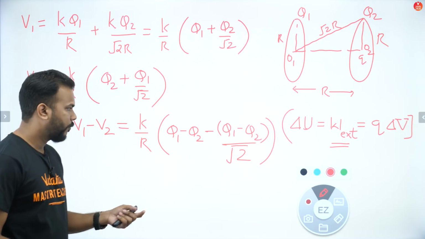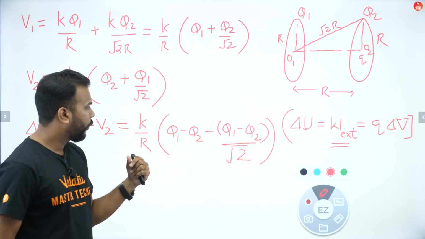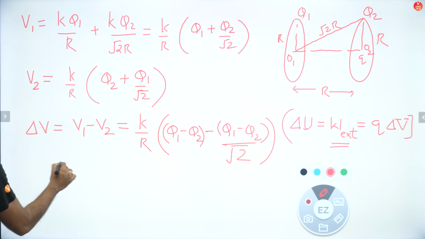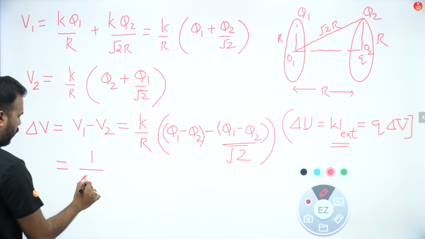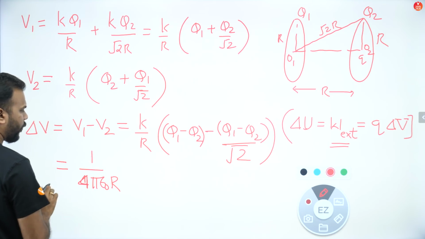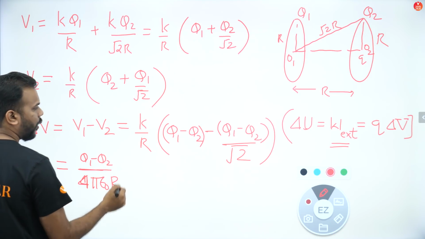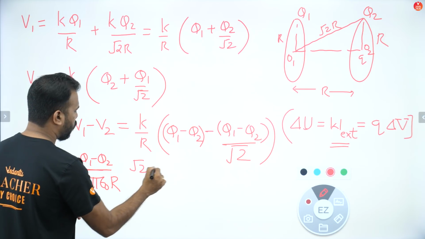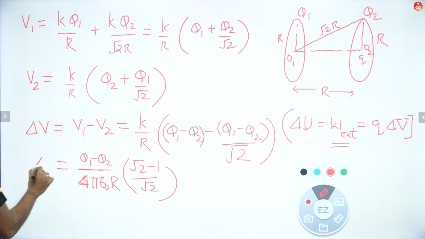Okay guys, you can see that if I take this minus sign inside, it will be Q2 minus Q1 as it is supposed to be. Now what you can do, you can take this Q1 minus Q2 out of this bracket. So you can calculate the value of potential by writing the K as 1 upon 4 pi epsilon naught R, and we are taking Q1 minus Q2 out of the bracket. So this is Q1 minus Q2, and what you will be left with inside the bracket is 1 minus 1 by root 2, which can be seen as root 2 minus 1 by root 2. Okay guys, so this is delta V.